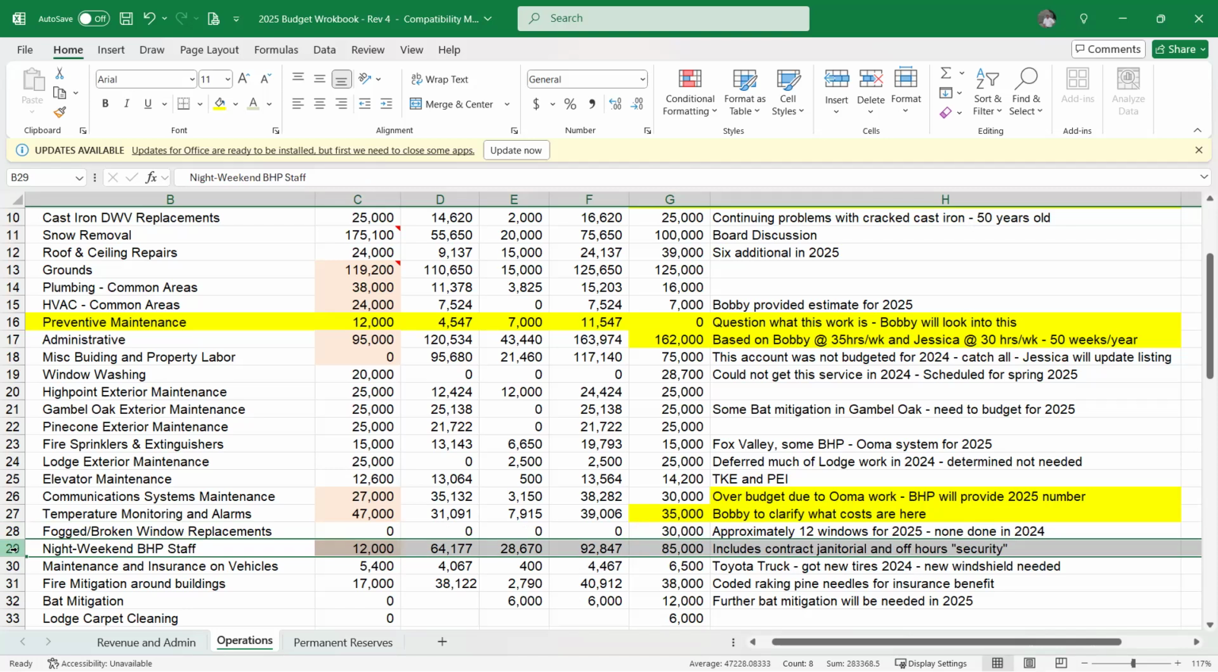Because the question is, how much of that is emergency versus how much of that is a luxury of having someone here that maybe we can't afford anymore. And then that would also involve what constitutes an emergency.